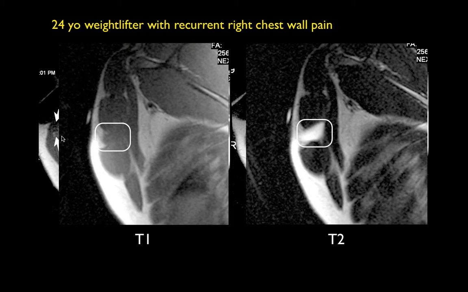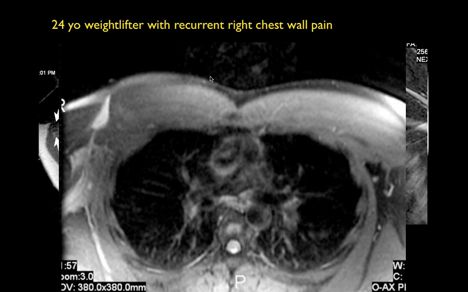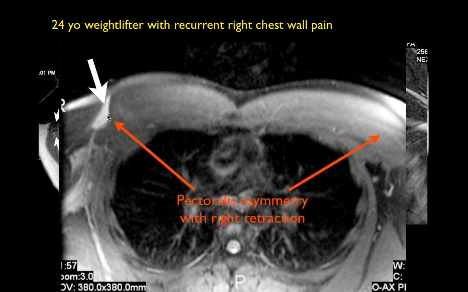And here we go on the sagittal images. Here is a chronic defect within the pectoralis major muscle. And here we can see a little bit of fluid in that area. But this was someone who'd had chest wall pain for some time.